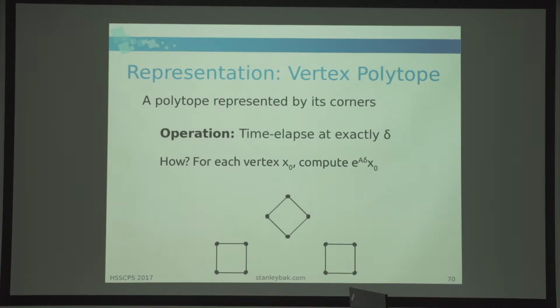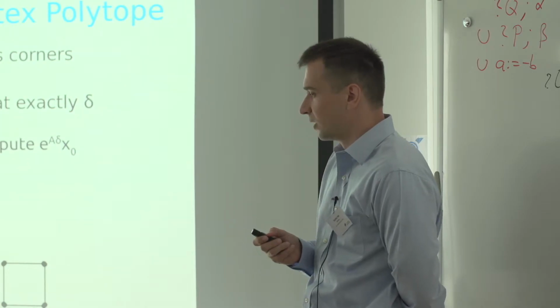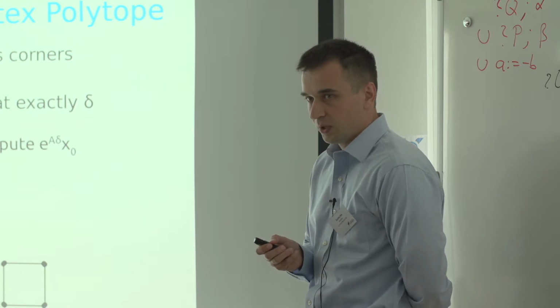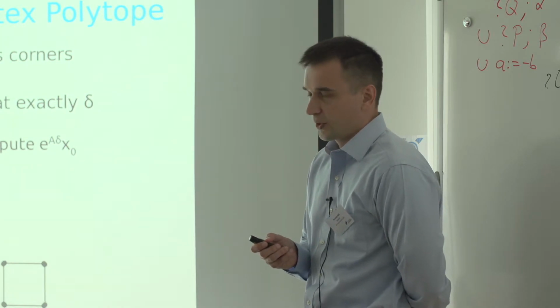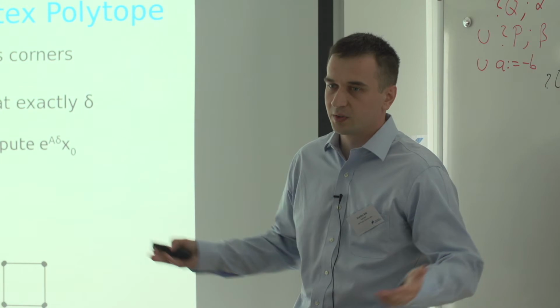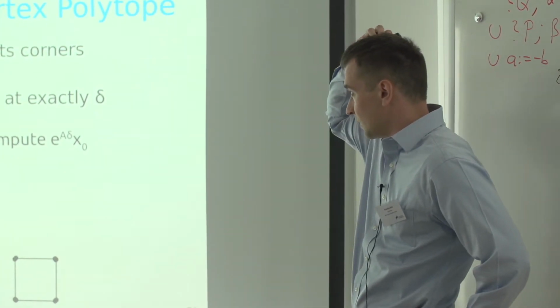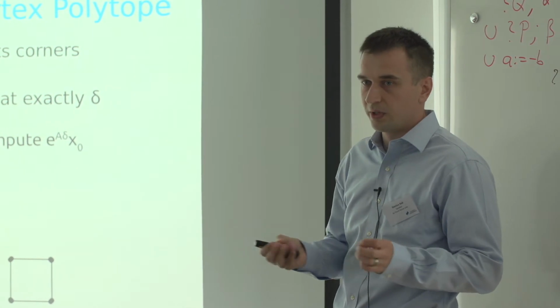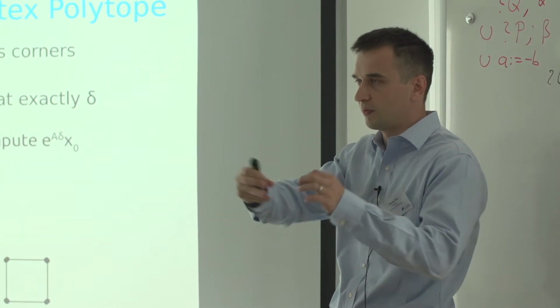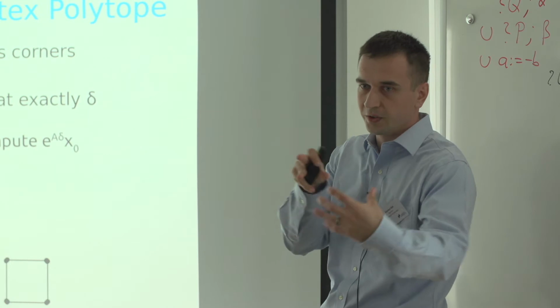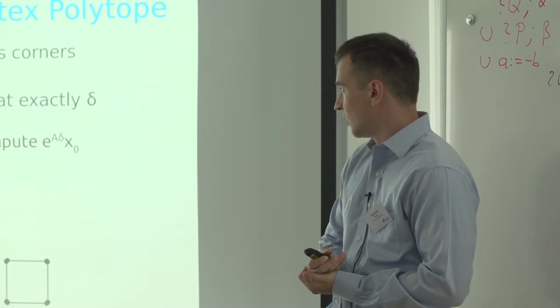So the first representation is kind of the easiest one to understand. It's a vertex polytope. We want to capture, we're tracking sets of states, let's use polytopes, right? So it sounds like a good idea. The way a vertex polytope represents states is using the corners of the polytope. So you have n-dimensional state space, you have n corners, and if you took the convex hull, you would have the set of states being represented.